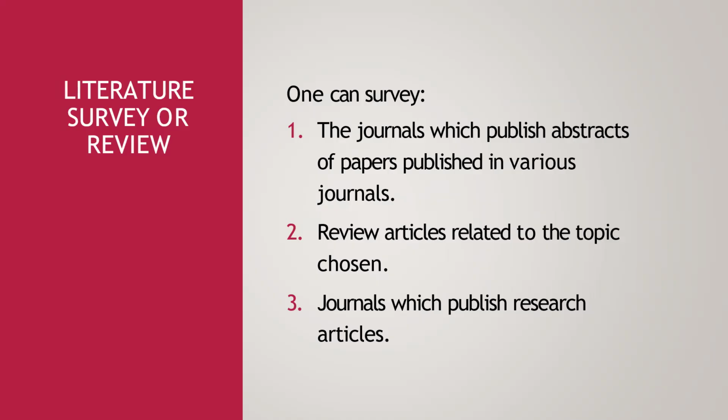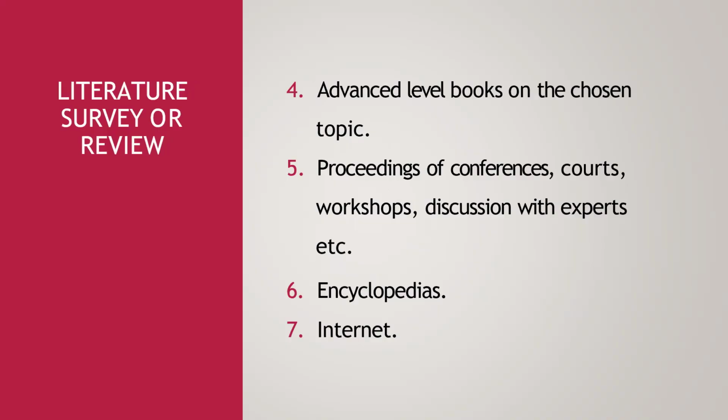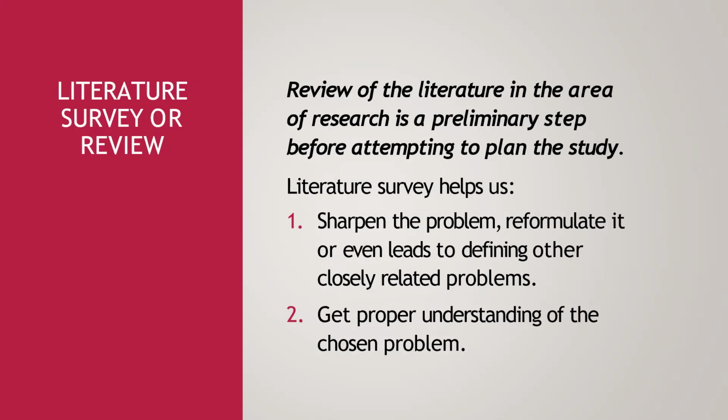But the main thing for the literature review is the journals which publish abstracts of papers published in various journals. You can survey the abstracts related to your topic. You can also review articles related to the topic you have chosen, journals which publish research articles, advanced level books on the chosen topics, proceedings of conferences, workshops, discussions, experts, encyclopedias and the internet. All of this is very important, and you can also work on different dissertations and conference proceedings.